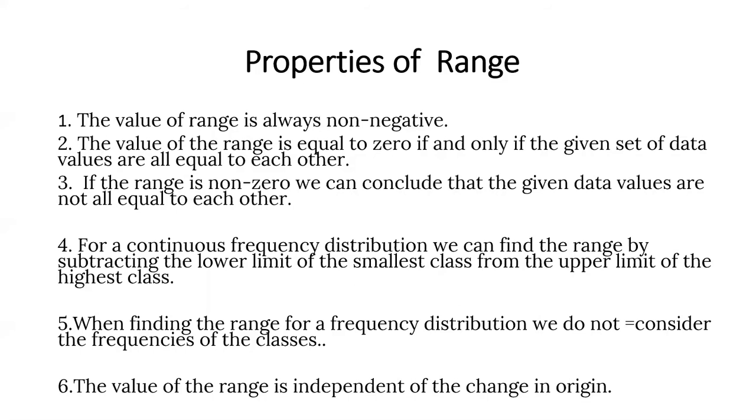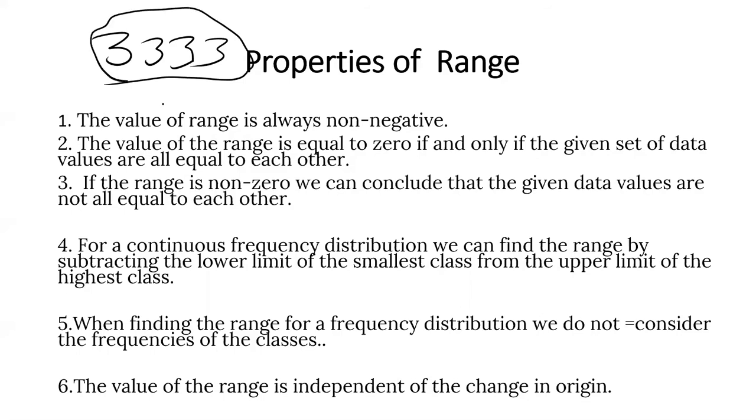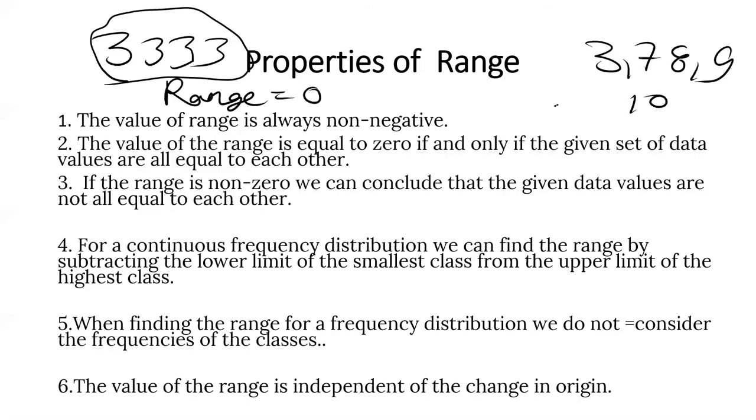Then the value of the range equals 0 if and only if the given data values are all equal to each other. Each other means all the values are identical in the data set, then only the range will be 0. Suppose you have to calculate the range of 3, 3, 3, 3, 3, the value of the range will be 0. But in case you have 3, 7, 8, 9, 10, you can easily determine largest minus smallest, that is 7, your range. Okay, I hope this is clear.